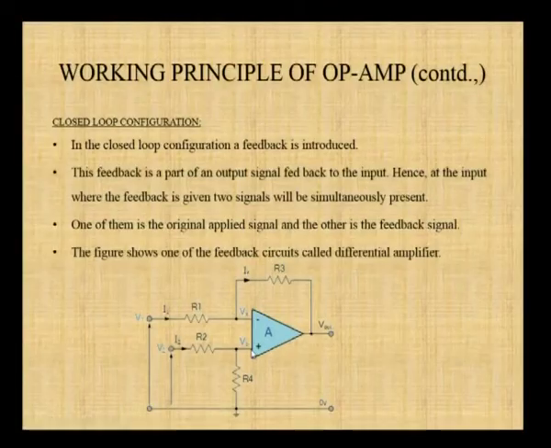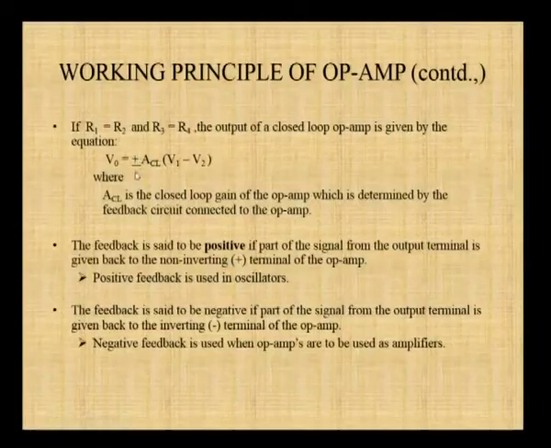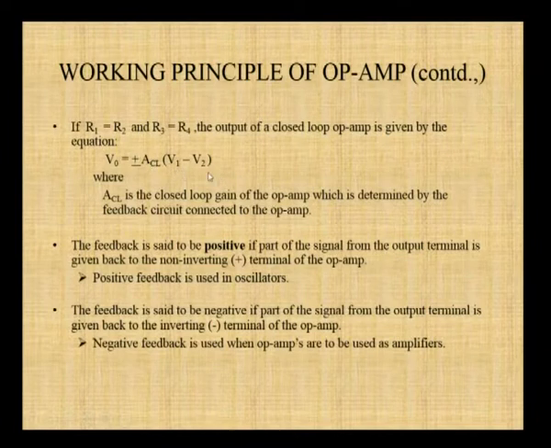The output of this differential amplifier circuit is the amplified term of the difference between these two inputs, and this amplification factor is decided by the resistors connected externally to the circuit. So this is the output of the differential amplifier. V out is plus or minus closed loop gain into the difference between the signals.